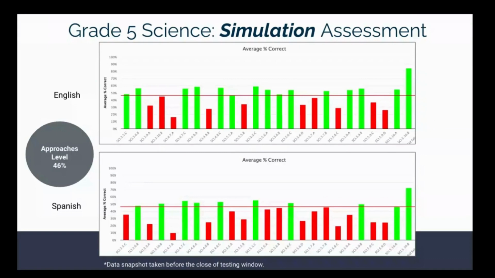Returning back to our data from the simulation assessment, I want to make a point that this data can definitely guide your instruction for the next quarter, making sure that we take advantage of our time and that we reteach and spiral in within our Q4 content.